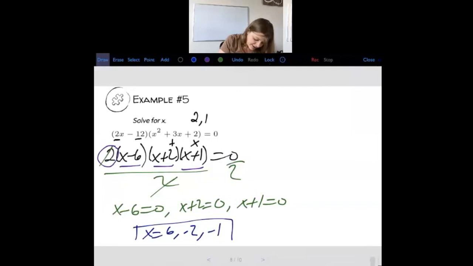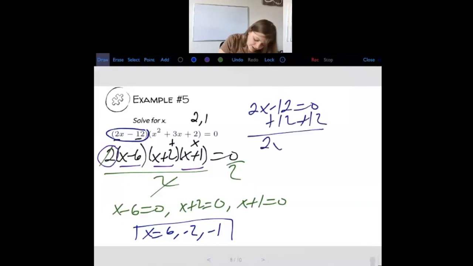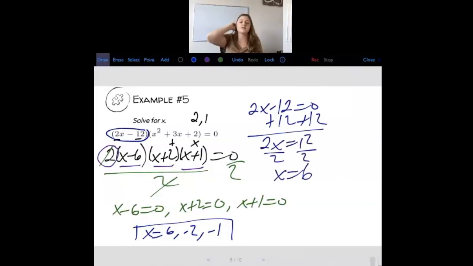One thing I'll mention is that if you didn't take out the greatest common factor of 2x minus 12 and just set it equal to 0, you would end up with 6 as well. So 2x equals 12, divided by 2. So you would still get x equals 6. I just wanted to show you what happens if you do take out the GCF of that factor.